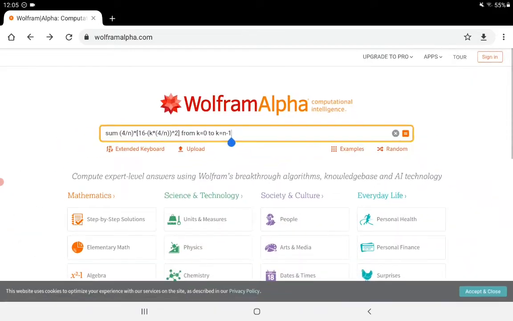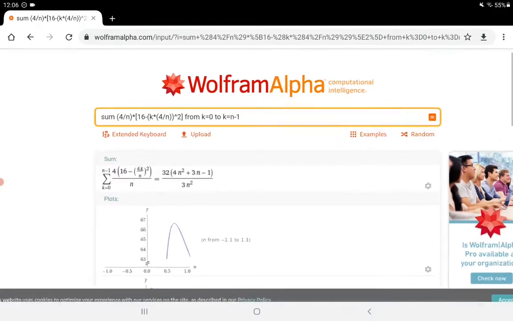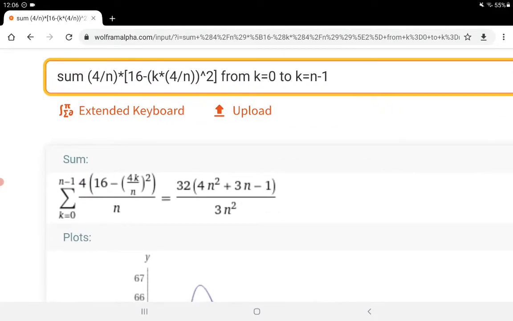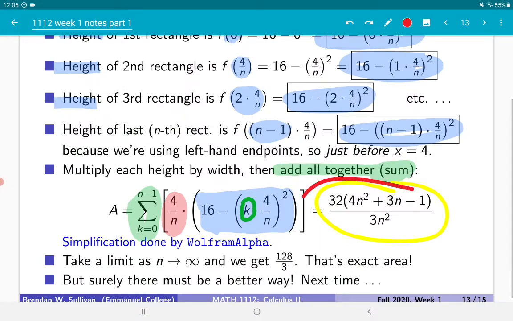And that's it. It will recognize that that's what I'm doing. I don't have to type the symbols necessarily. You can kind of use some words like that. I'll just hit the calculate button. It does the work for me, and it comes up with this expression. And that expression you see on the right there, the 32 times that stuff over the 3n squared, that is exactly what I have on the slide here. That's the result.